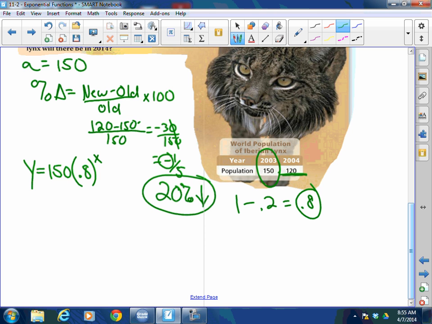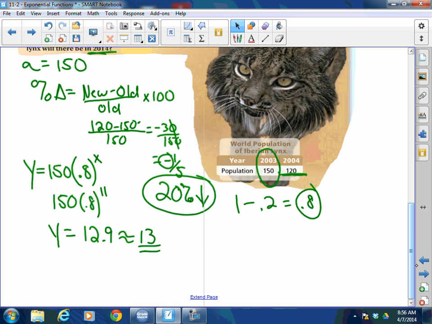And now, I want to know how many lynxes will be left in 2014. So from 2003 to 2014, that's 11 years, right? So 150 times 0.8 to the 11th power. So I got 150 times parentheses 0.8 raised to the 11th power. And unfortunately, that is a sad number. There are probably about, it's 12.9, roughly about 13 left in the wild. And that's sad. You're losing 20% every year, guys.